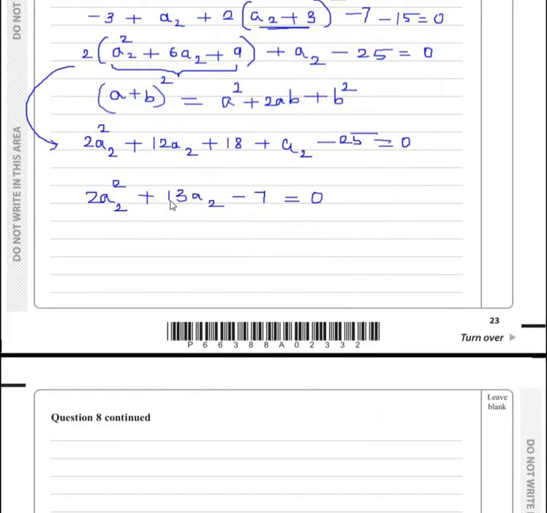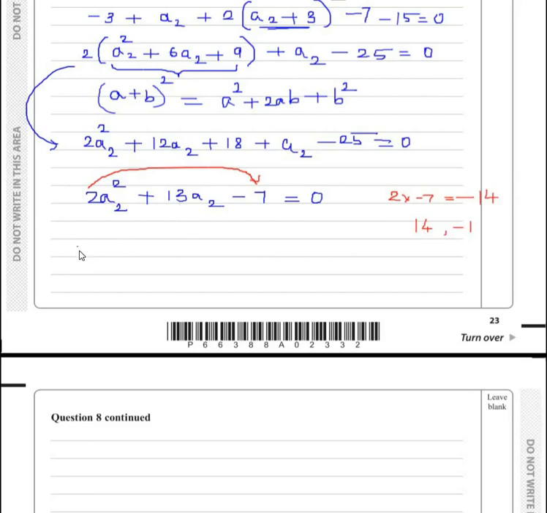Now we have to use splitting the middle term, or you can also use the quadratic formula, whatever is convenient to you. I am going to use splitting the middle term, factorizing. So I am going to multiply 2 with negative 7, which gives you negative 14. Now I have to find the factors of negative 14 which give me plus 13. One of the factors which I can think about is 14 and minus 1, because when you multiply them, you get negative 14, and when you add them, you get plus 13.